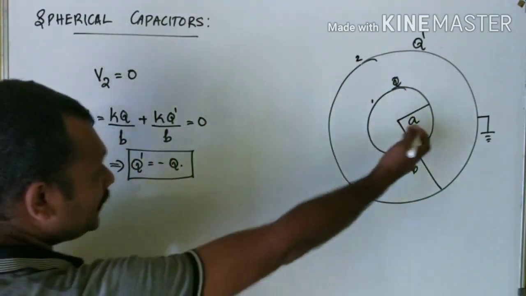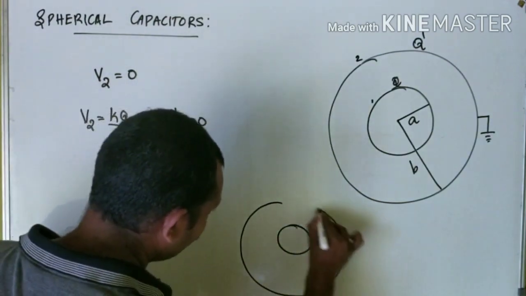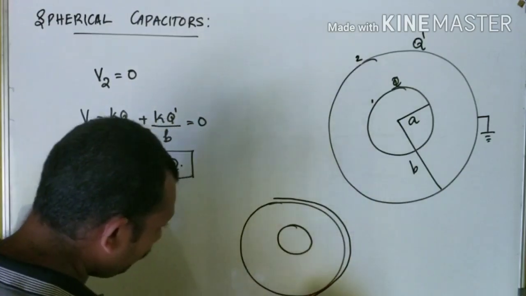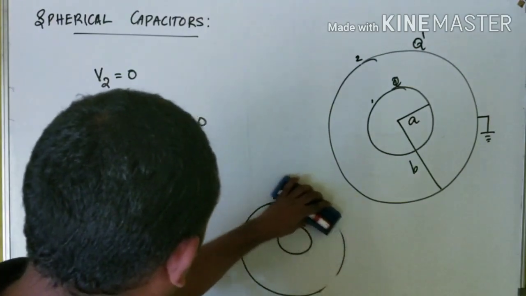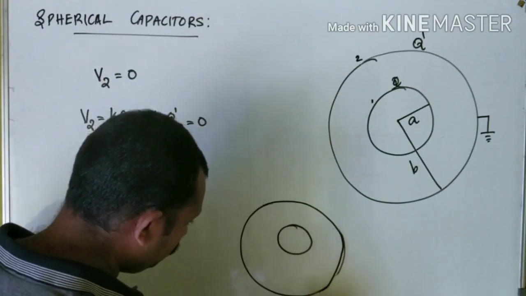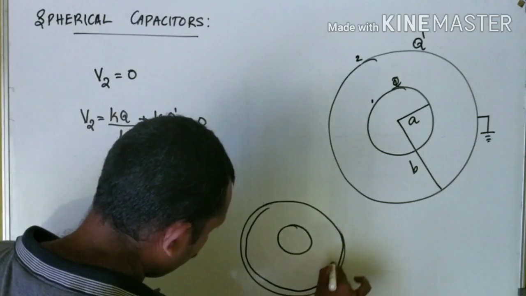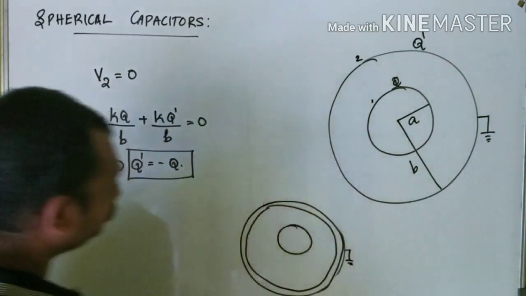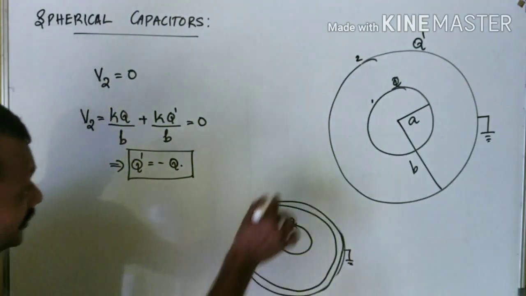I am replicating this here, but in a smaller size. I am just considering the thickness of the outer shell. The outer surface is the Earth, as we know. This has got a charge Q. This has got a charge Q dash.